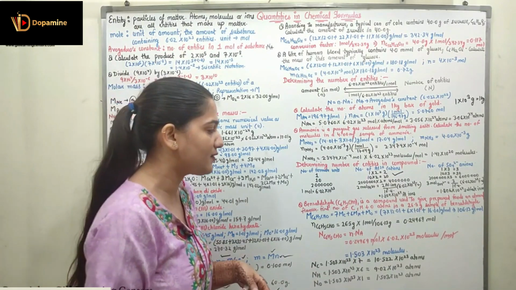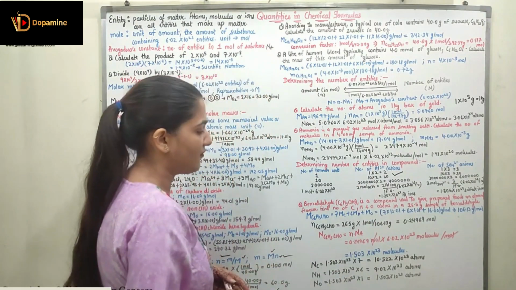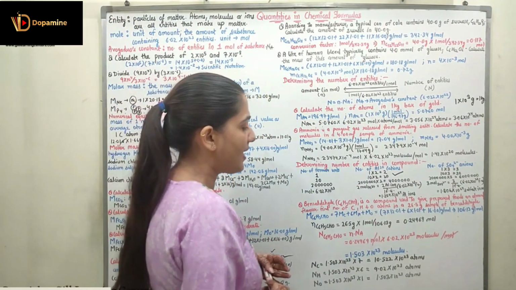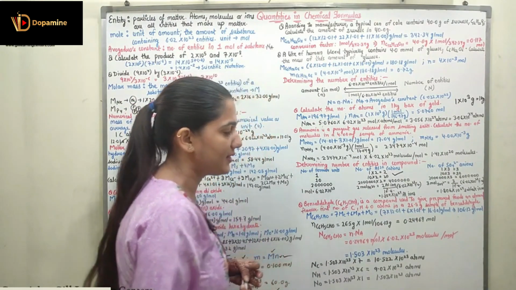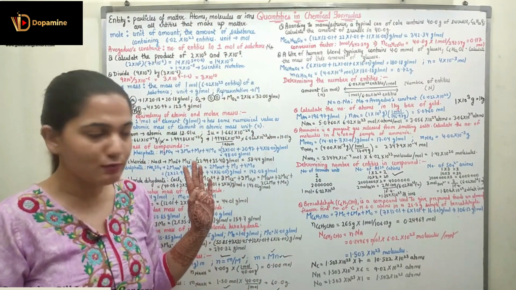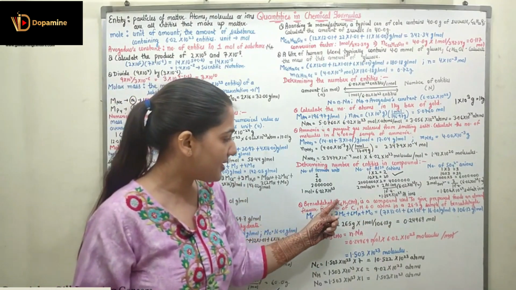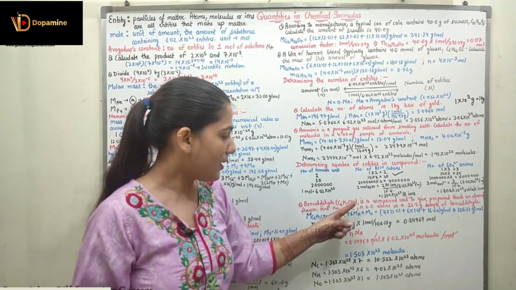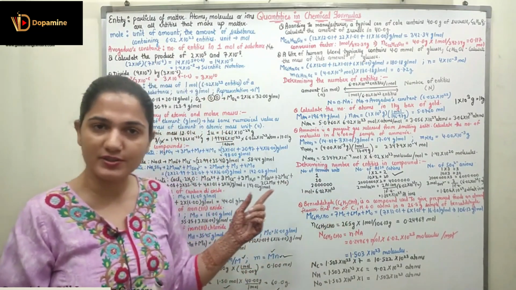Benzaldehyde C6H5CHO is a compound used to give prepared food an almond flavor. Find the number of carbon, hydrogen and oxygen atoms in a 26.5 gram sample of benzaldehyde. Given mass is 26.5 gram. We can find out the molar mass. So you can see here in the benzaldehyde we have 7 carbon atoms, 6 hydrogen atoms and 1 oxygen atom.